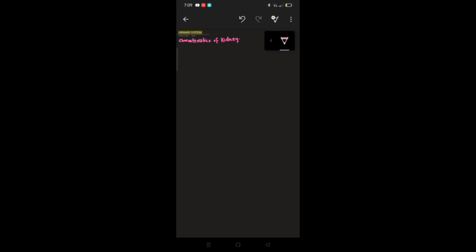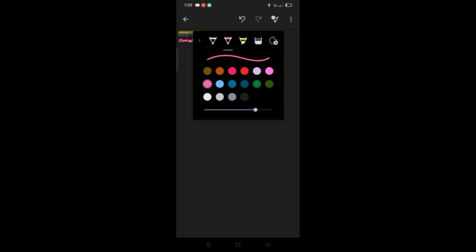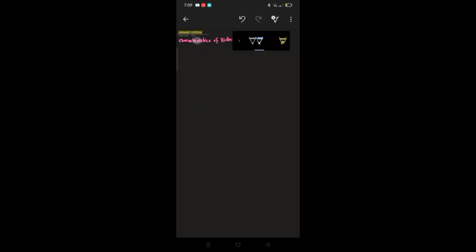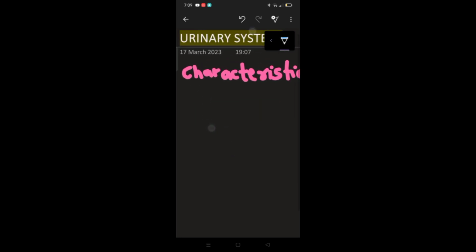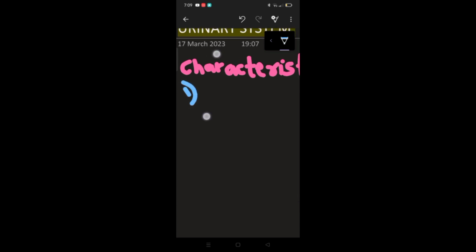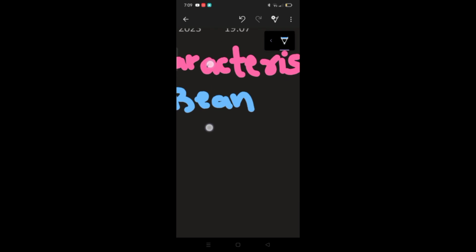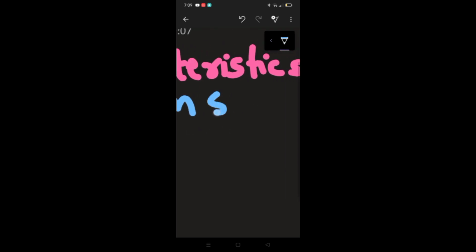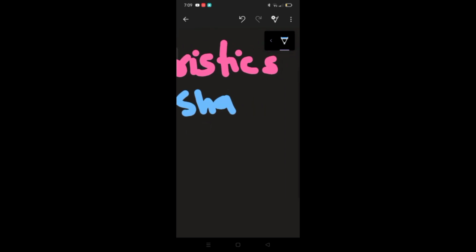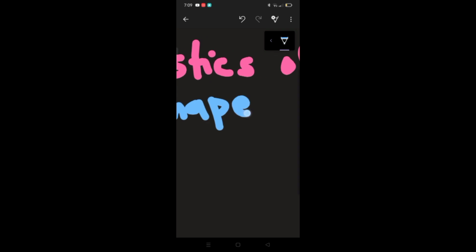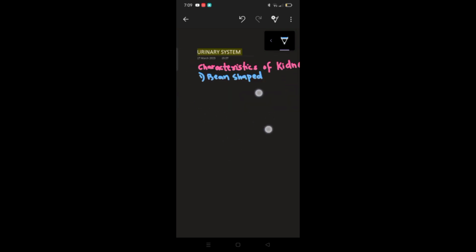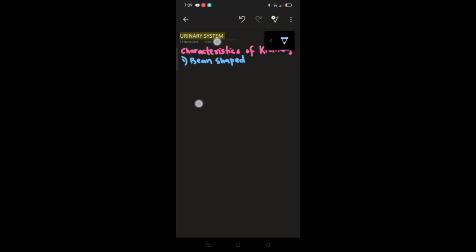So first characteristic of kidney is it is bean shaped. Let me change the color. Alright, so first characteristic is what? It is bean shaped. Alright, so this was the first characteristic.